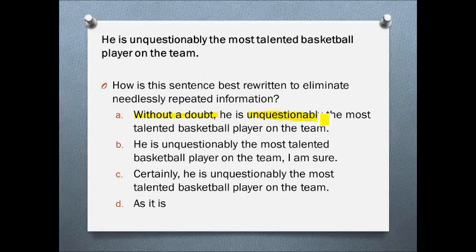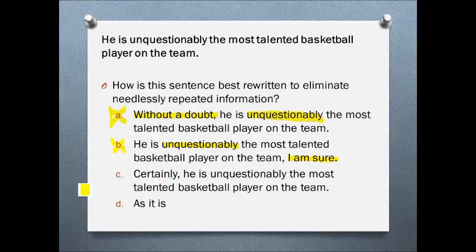Unquestionably, that means the same as without a doubt. So this would not be an option. He is unquestionably the most talented basketball player on the team, I am sure. I am sure and unquestionably in this case pretty much mean the same thing. So we're needlessly repeating.